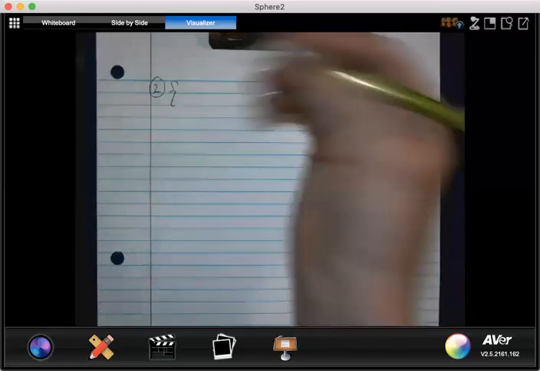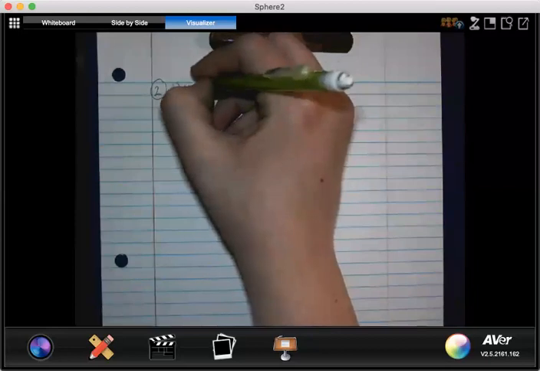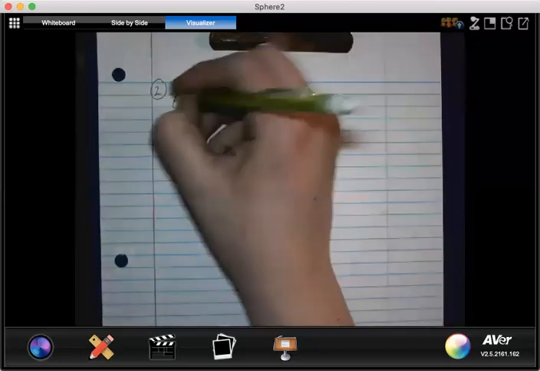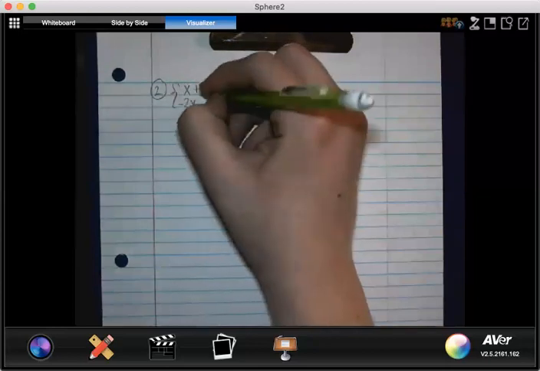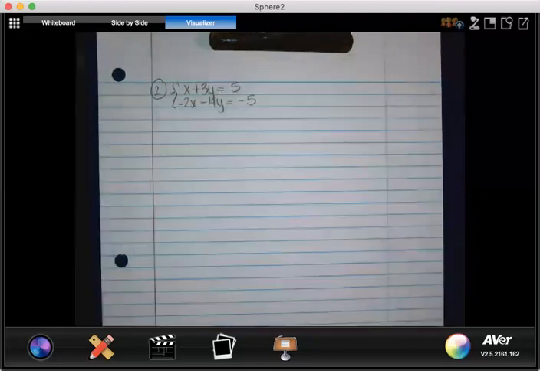Okay, number 2, our system is x plus 3y equals 5 and -2x minus 4y equals -5. Right, so step 1, solve one equation for either variable. Now again, there's going to be many opportunities to do whatever you want in this scenario. There's 4 different options technically, but one is typically easier or more preferred.